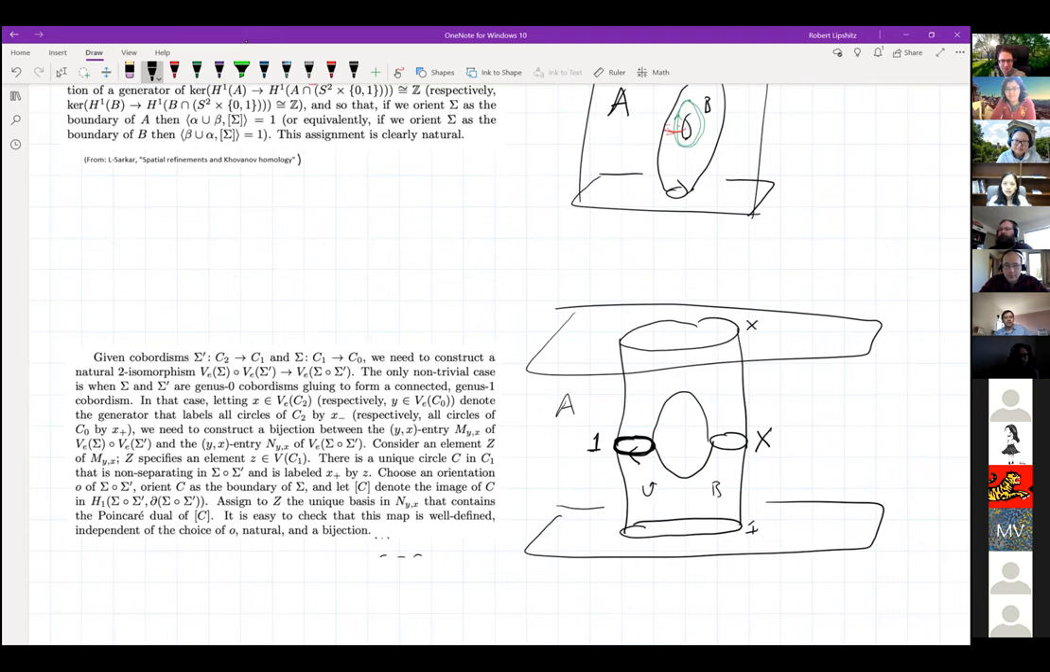Robert, I didn't get the last part. Is there a uniform way of describing how this works in the language of embedded surfaces, to naturally arrive at this construction with a torus with 1 and x circles at the top and bottom?